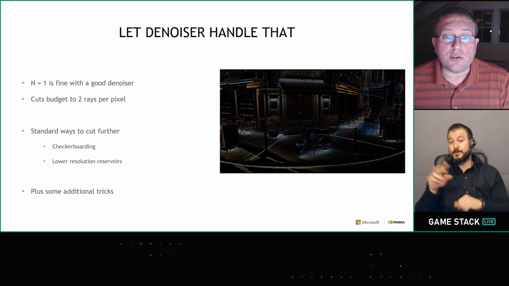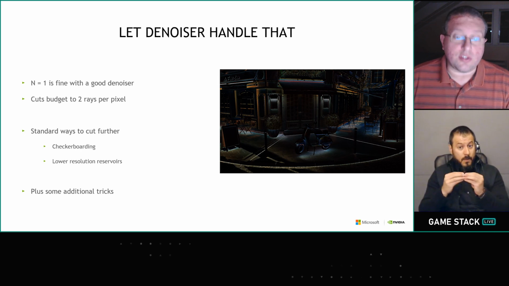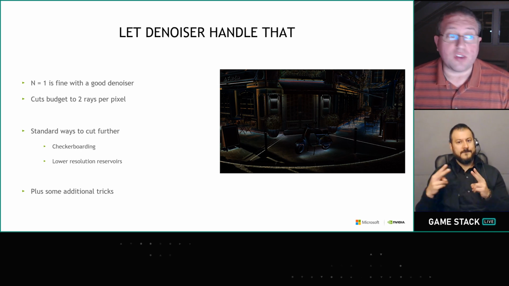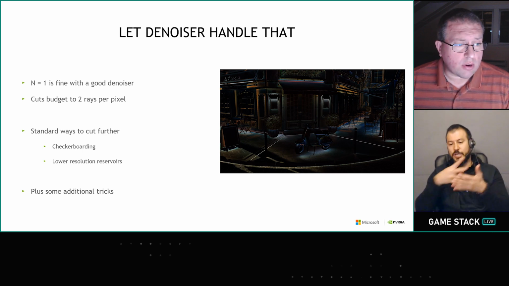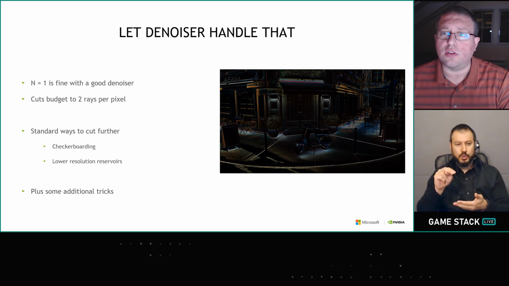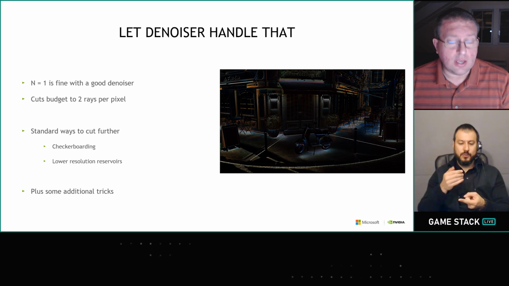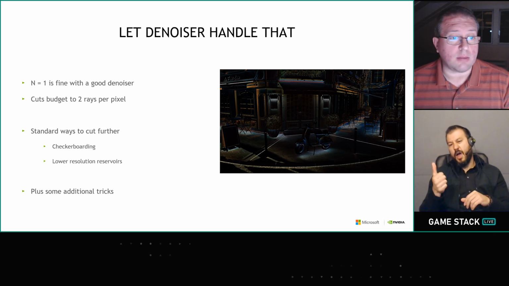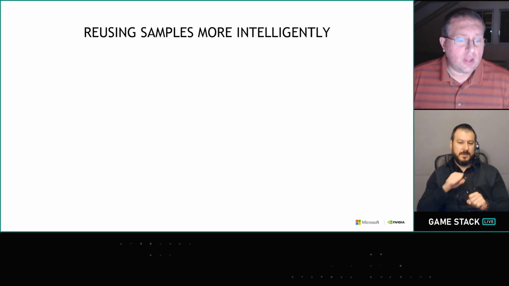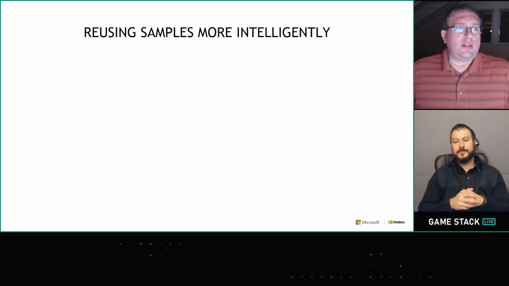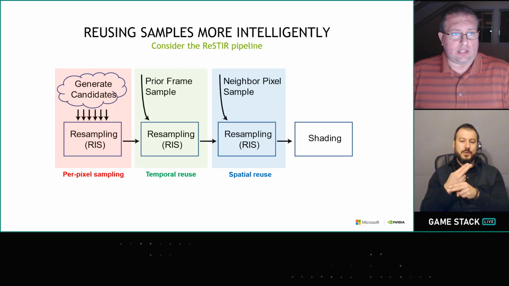Now, if you want to reduce the ray budget further, there's standard ways to do this that are very promising and useful. Checkerboarding, lower resolution reservoirs, so rendering the lighting at lower resolution and upscaling. And then there's some additional tricks we're going to talk about later. So let's talk about reusing samples more intelligently.